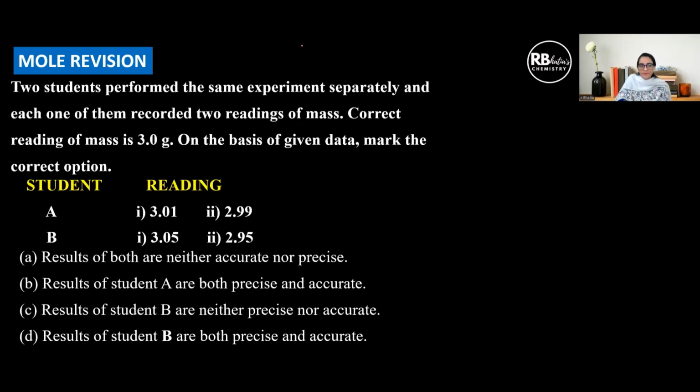Another question is again a previous year question we had in one of our school exams. Two students performed the same experiment separately. Each one of them recorded 2 readings of mass. The correct reading of mass is 3 grams. On the basis of this, mark the correct option. So again, you can pause and just think of the answer and then check your answer for this.